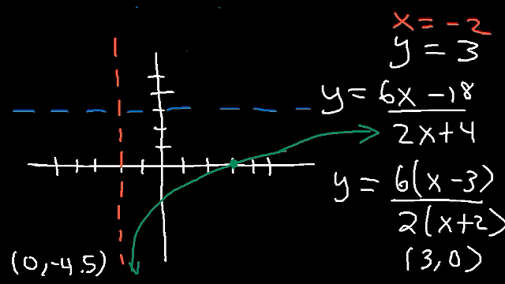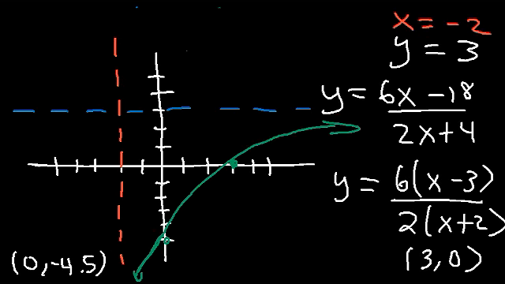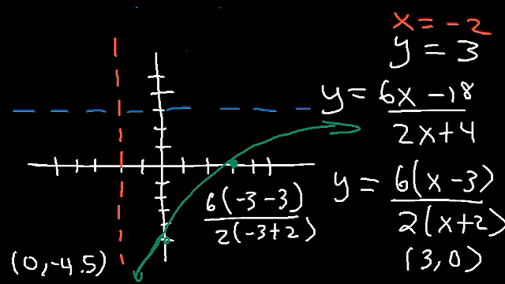Now, the y-intercept is at (0, negative 4.5). Maybe I should have plugged that in first before I graphed it. So this is a more accurate representation. Now, we need to check the left side of the vertical asymptote. So let's plug in negative 3 into the equation to see if it's above or below the horizontal asymptote. So it's going to be (6 times negative 3 minus 3) over (2 times negative 3 plus 2).